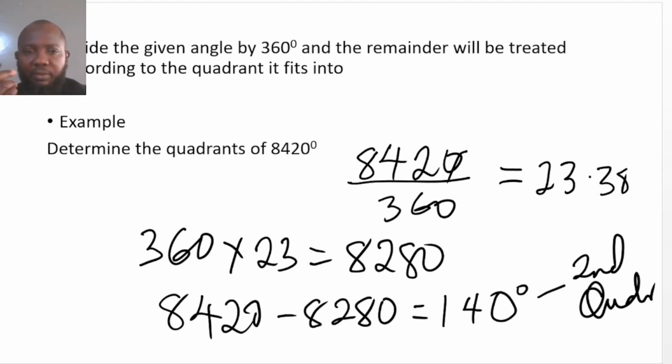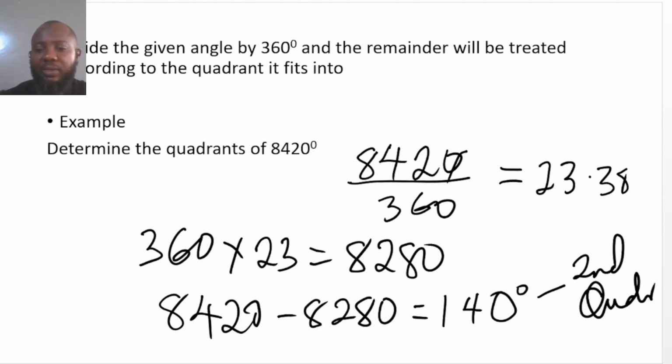Let me explain again. You divide the given angle that is more than 360 by 360. Whatever you get, you're going to get a decimal. Take the whole-number part and multiply it by 360. Then subtract that from the given angle. Whatever you now get will be the angle you consider for the quadrant. And that's how you solve that. I hope that is very clear.